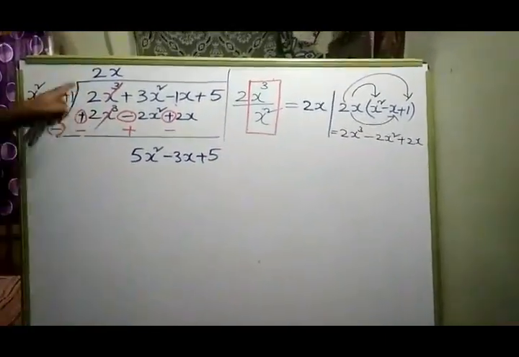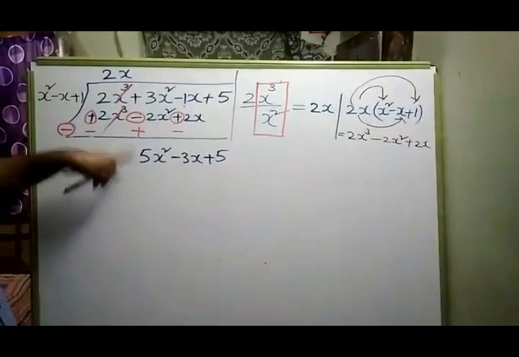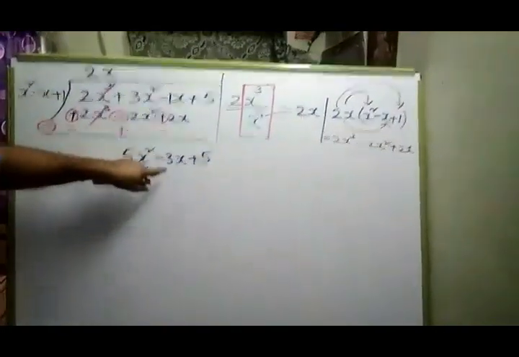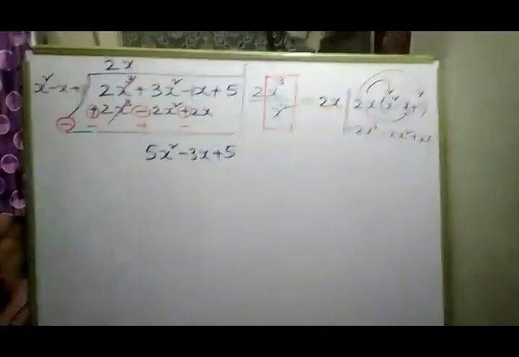So a very, very important step, cancellation. 3 plus 2 is equal to 5, so 5x square, minus 1 minus 2 is minus 3, so minus 3x plus 5. This is the new dividend.